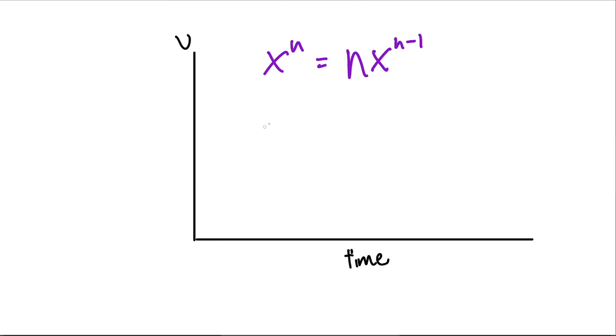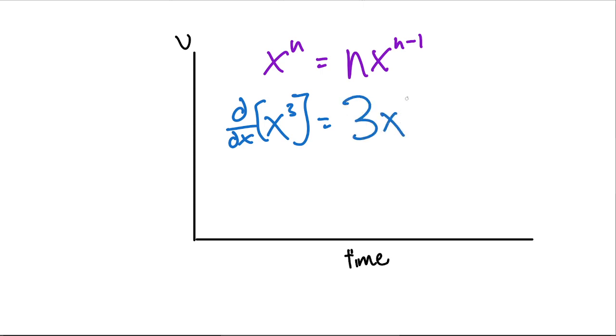If my equation was x cubed, that would mean that the derivative of x cubed with respect to x is going to be equal to 3x squared, right? Because n equals 3. So we have 3 times x to the power of 3 minus 1, which is equal to 3x squared. So the derivative of x cubed is 3x squared.